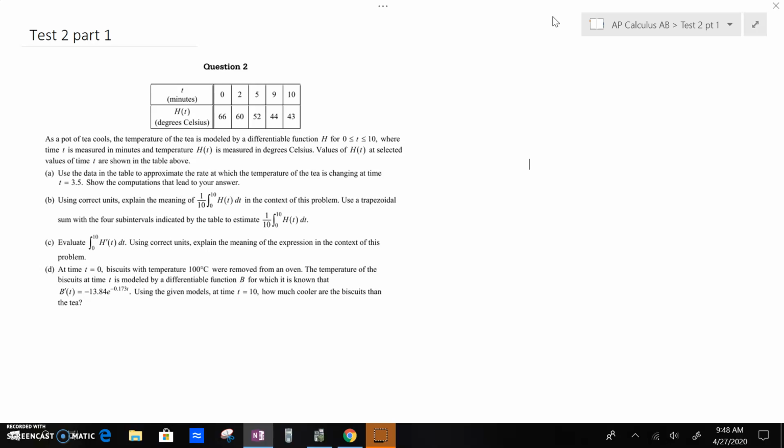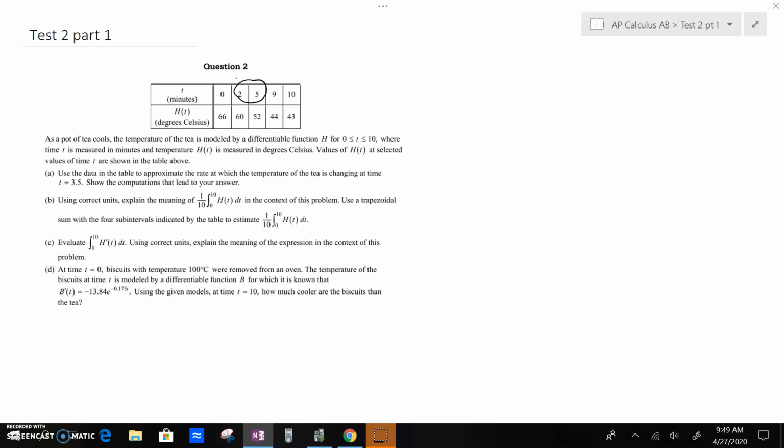So the temperature is modeled by a differentiable function H, where T is measured in minutes and temperature is measured in degrees Celsius. Values of H of T are shown above. So part A: use the data in the table to approximate the rate at which the temperature of the tea is changing at time T equals 3.5. Show computations that lead to your answer. So there's a specific reason why they chose 3.5. If you look at the table, that's halfway between 2 and 5.